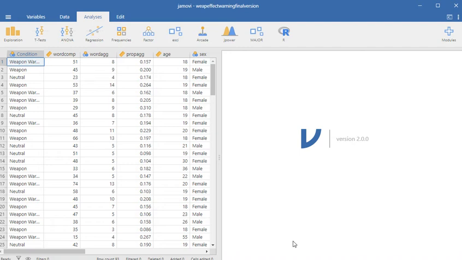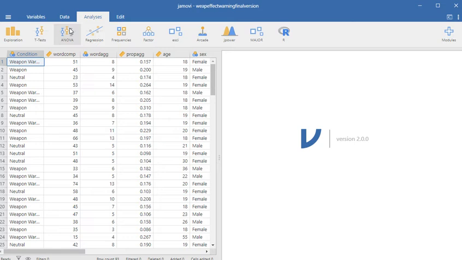All right. What we're going to do today is an analysis of variance, and this is using a data set that Megan Crosby and I collected a while back. And what we're going to do is going to be very simple. We're going to be looking at three different conditions.